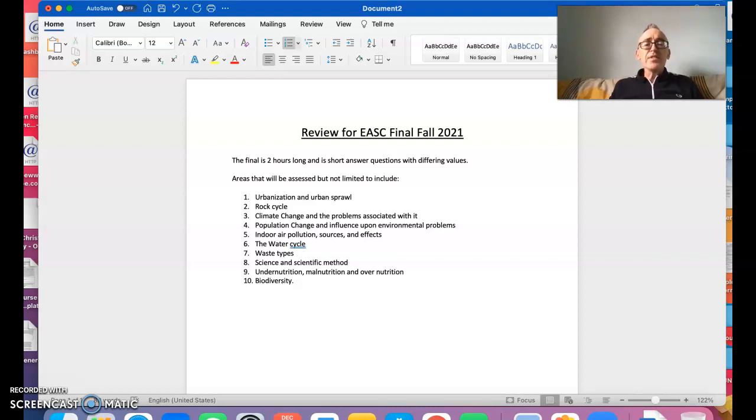The next is different types of waste. What are the different types of waste? What's hazardous waste? What's non-hazardous waste? Okay, so make sure you've read the notes on waste. And early on, there was a lot of information relating to this.